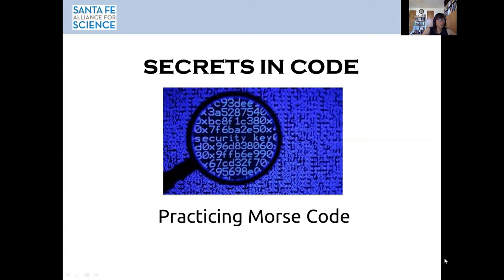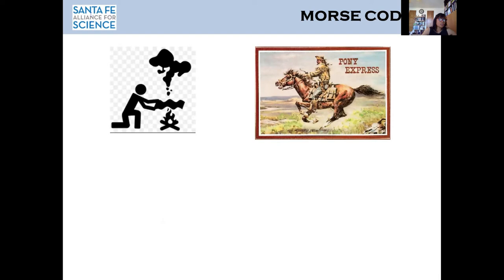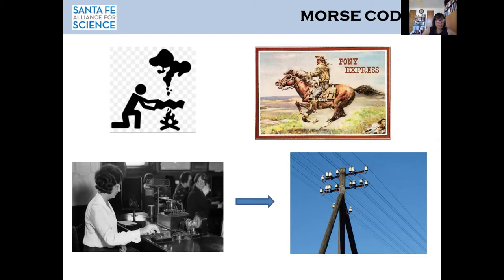So before the internet, before television, and even before the telephone, how did people communicate over great distances? Smoke signals? How about the Pony Express? Almost 200 years ago, inventors including Samuel Morse figured out how to send electrical pulses over a wire. A long pulse became a dash, a short pulse became a dot. So how do we translate messages into short and long pulses and spaces between? That's Morse code.